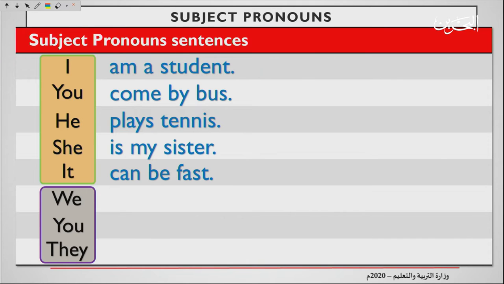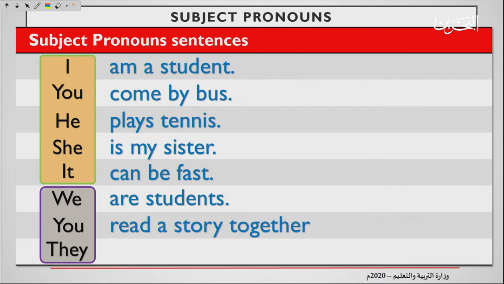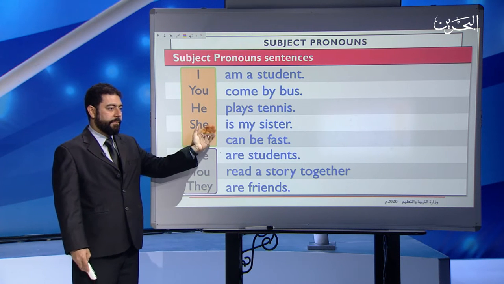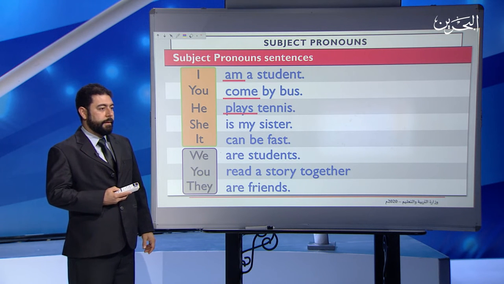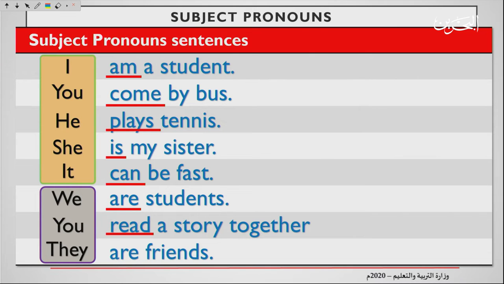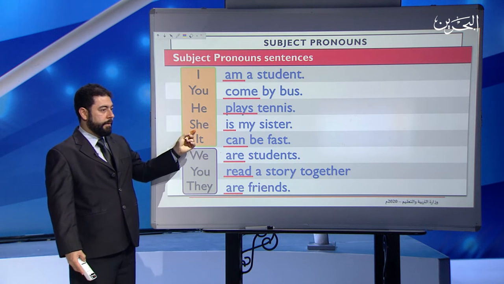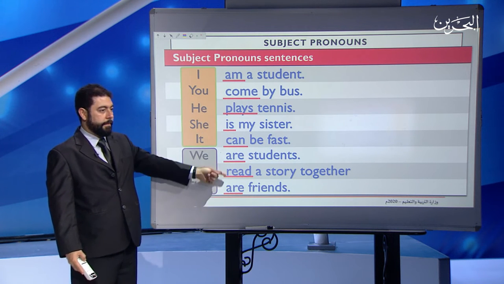It can be fast. Well, this cannot be added with S. Why? Because it's a modal. But do not worry about that. We are students. You read a story together. They are friends. So these are just sample sentences that without the proper subject pronouns, they cannot be full sentences. You have am, come, plays, is, can, are, read, and are. You cannot switch them between these sentences because with each pronoun, it has to correlate with certain grammatical rules.